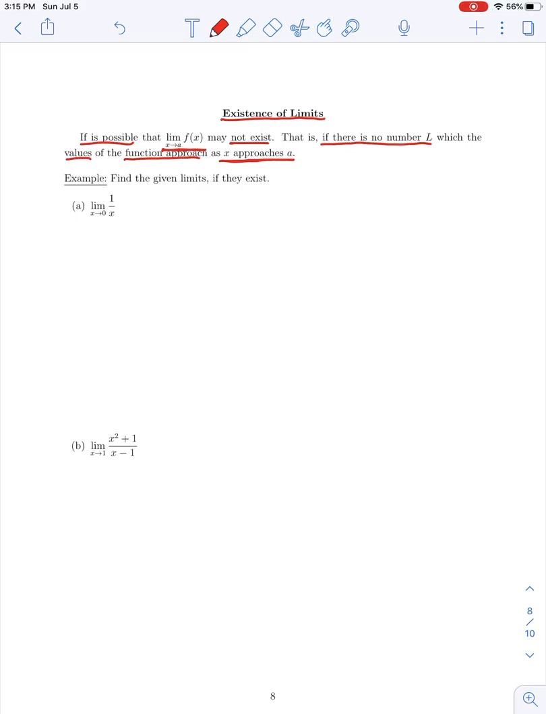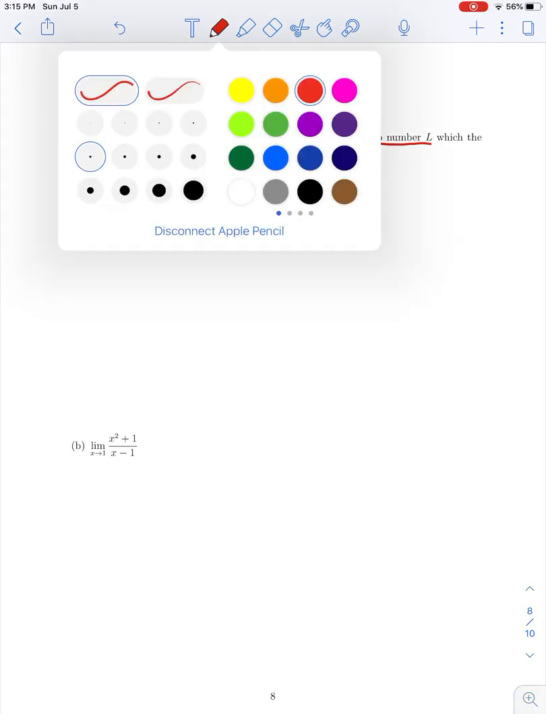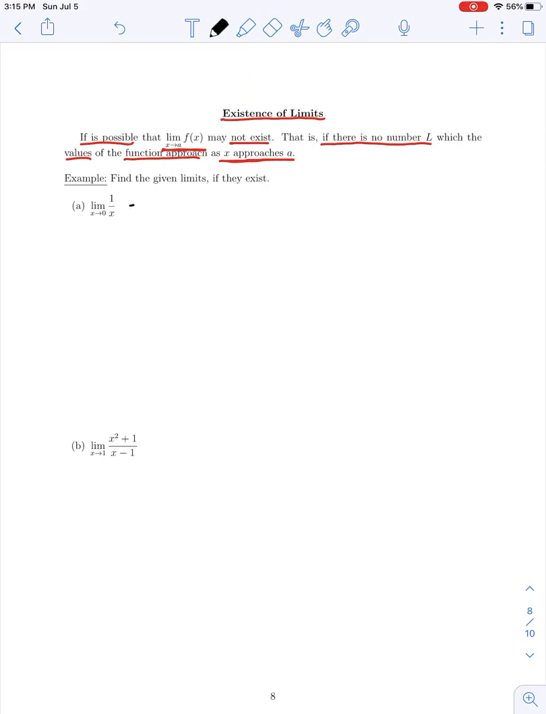In part A, we're asked to evaluate the limit as x approaches 0 of 1 over x. Typically the first thing that we would try for a limit is to plug in the given value, which would give us 1 over 0, which is undefined here.